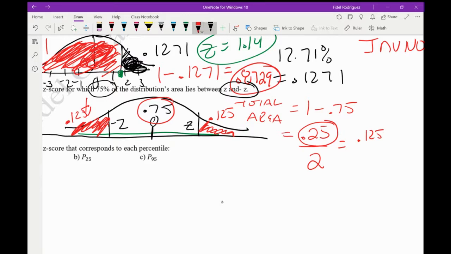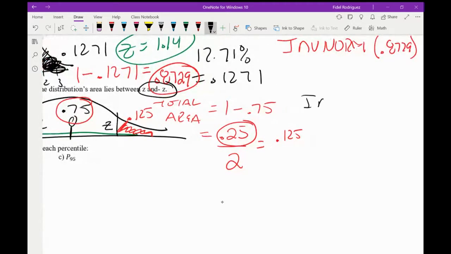Okay? So now, if I want to find what's this number right here, what's that negative z going to be, the way I'm going to do that is I'm going to write out my inverse norm of 0.125. So guys, I'm just going to do it on the calculator I have here in front of me. Second bars, inverse norm, 0.125, and let's see. Okay, so I am coming up with z is equal to a negative 1.15.